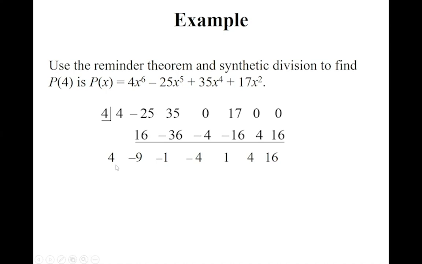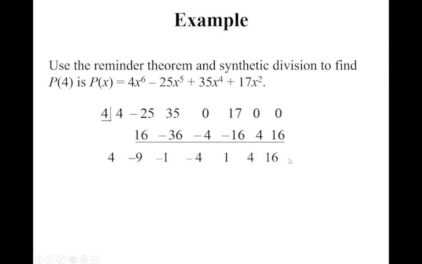Bring down the 4. Multiply to get 16, add to get negative 9. Multiply to get negative 36, add to get negative 1. Multiply to get negative 4, add to get negative 4. Multiply to get negative 16, add to get 1. Multiply to get positive 4, add to get 4. Multiply to get positive 16, add to get positive 16.